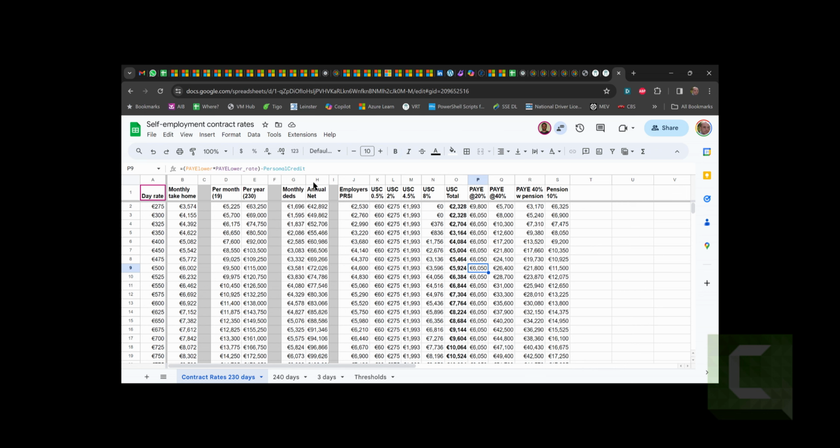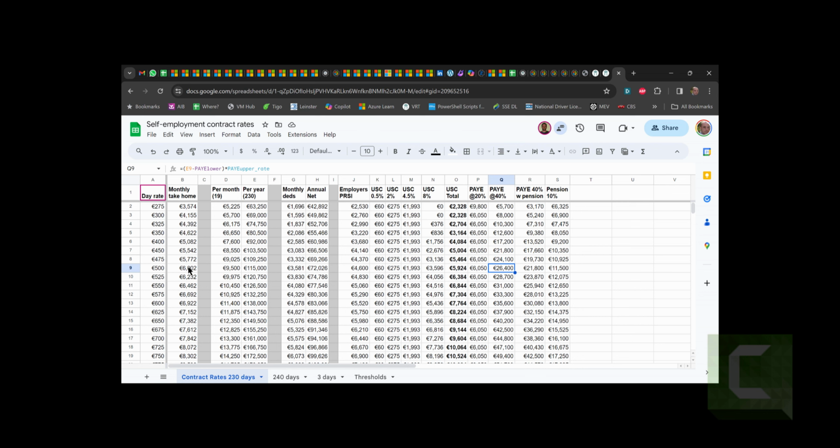Same thing with PAYE. We take away your personal credit, whatever that is. For me, it's 3,750. All of this comes from your tax certificate, by the way, which you can download from Revenue. And then the next bit is the bit at 40%. And this stuff with the pension, you can ignore that because it isn't calculated here. It was for a separate sum.